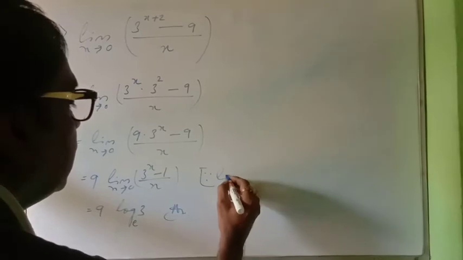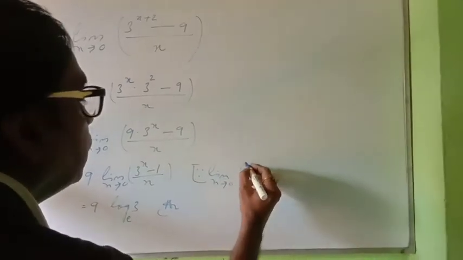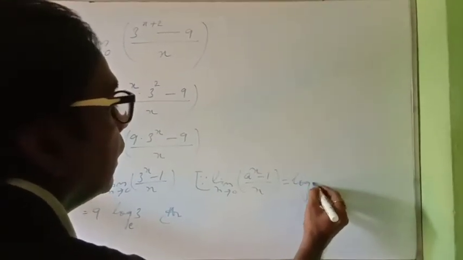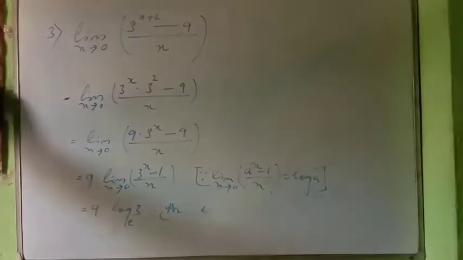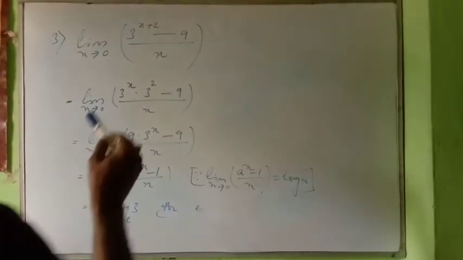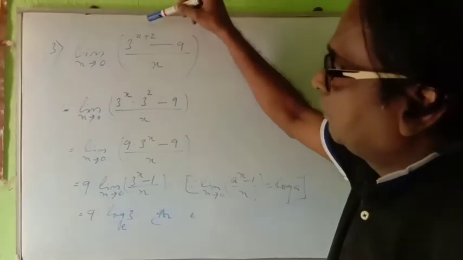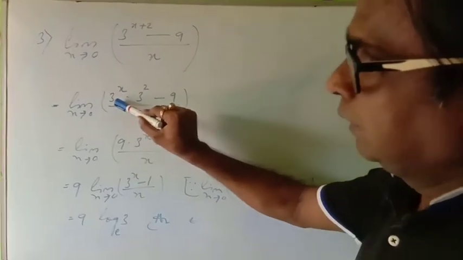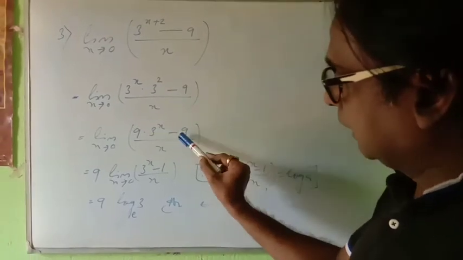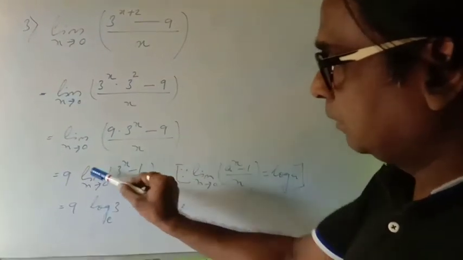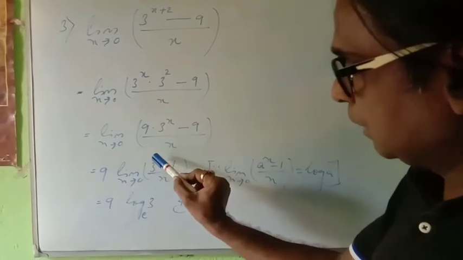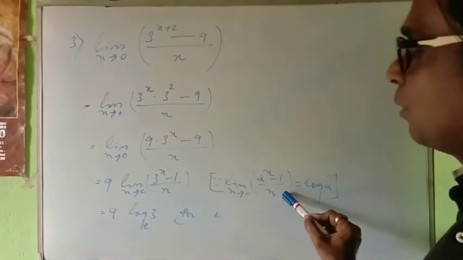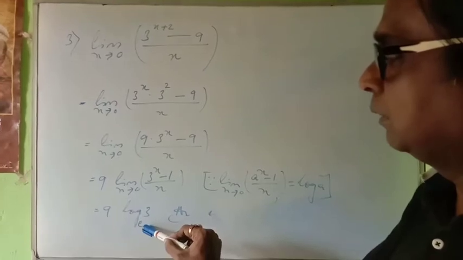Since limit x tends to 0, a to the power x minus 1 by x, the answer is log a. I have applied this formula here. The question is given 3 to the power x plus 2, so you have to break 3 to the power x into 3 to the 2 because power is added. In case of multiplication, if base is same, power is added. Then I have taken 9, 3 square means 9. I have taken 9 common, taking it outside as a constant number. Now 3 to the power x minus 1 is left, divided by x. Which formula did I apply? This is the formula. The answer is 9 log 3 base e, log 3. This is the answer of this number.